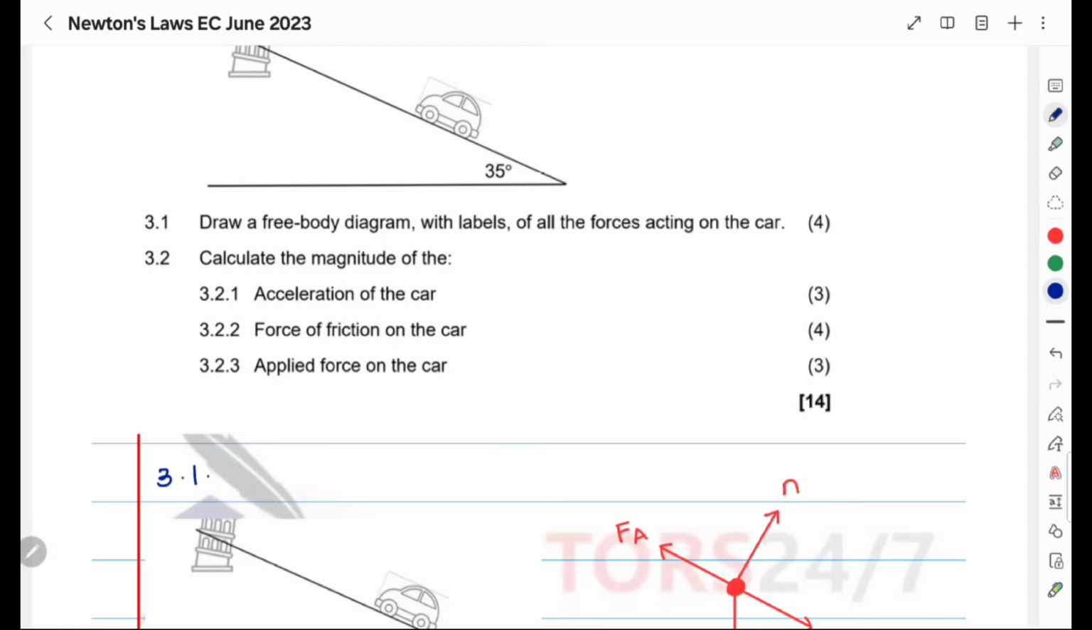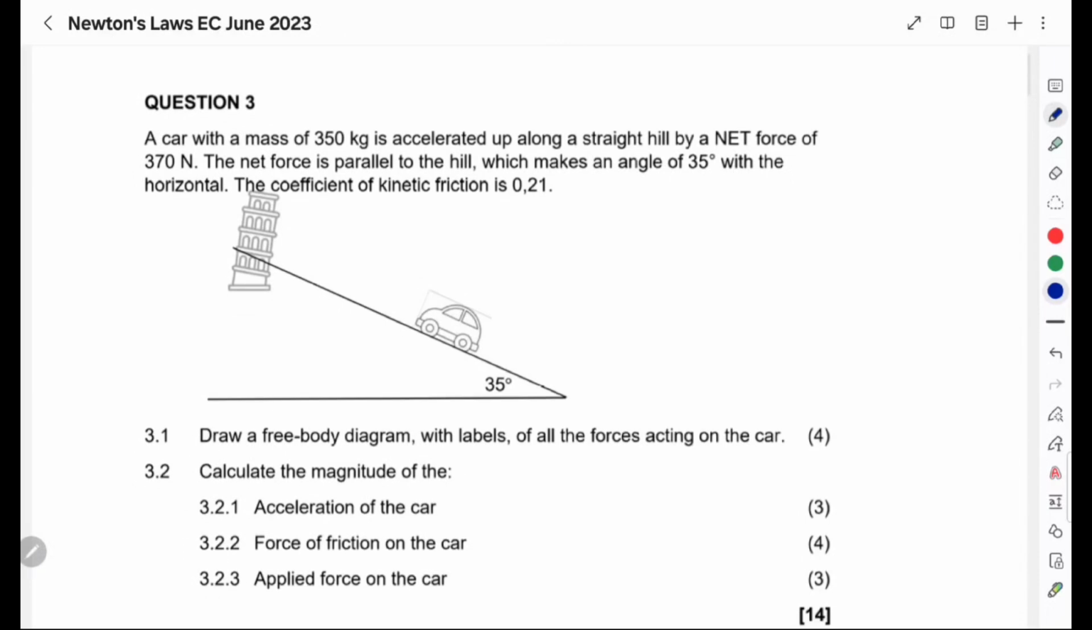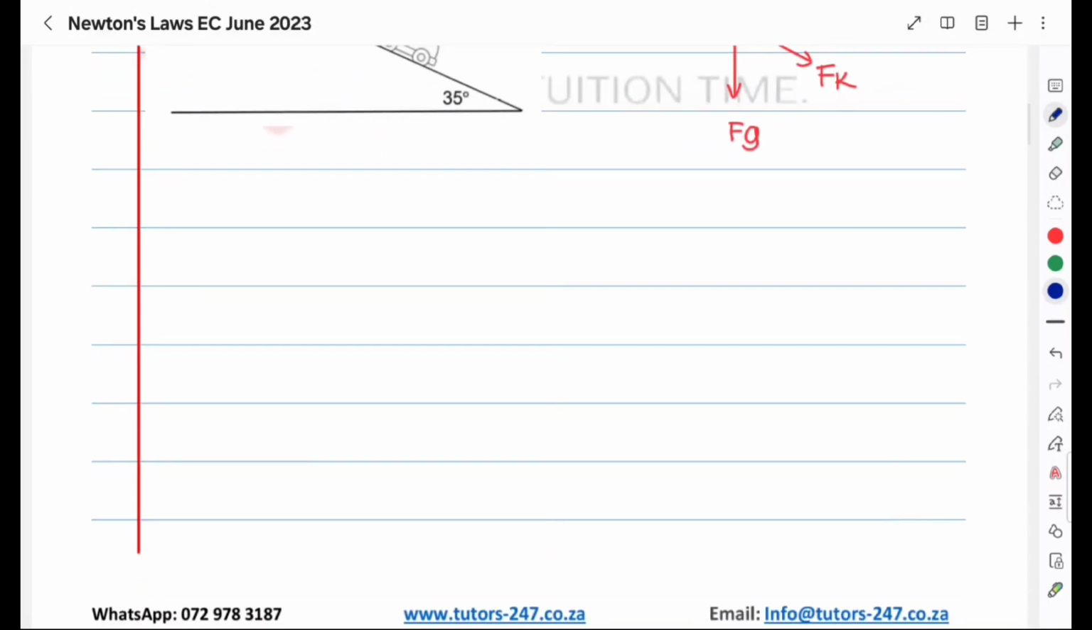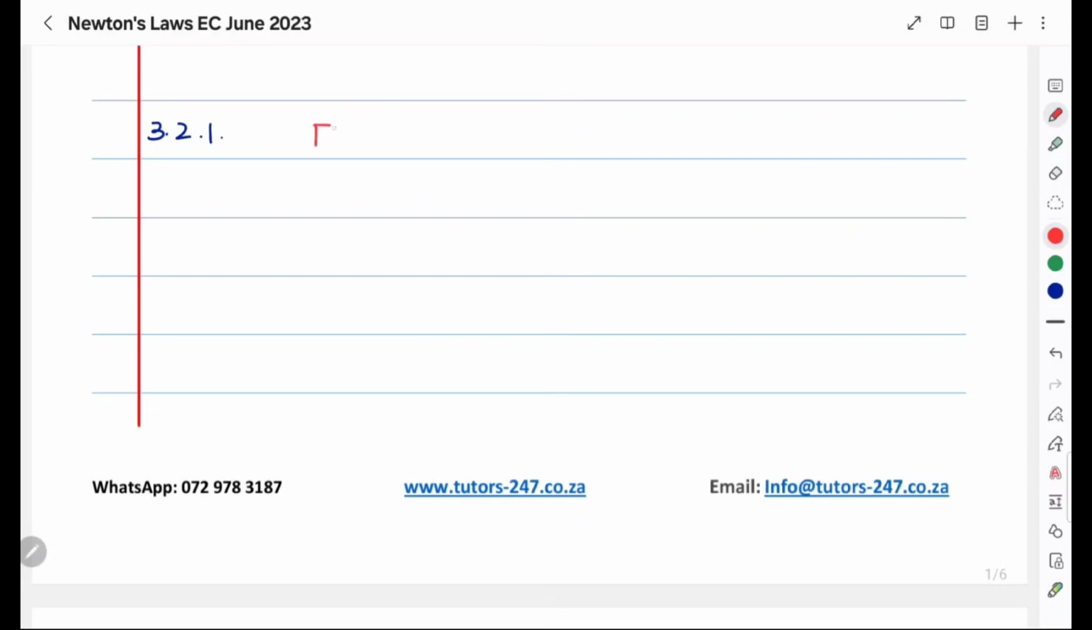So we need to calculate the magnitude of the acceleration of the car. Please keep in mind, we have the net force and we have the mass. So we can use the formula F net equals ma to solve for acceleration. So this is question 3.2.1. So we know that F net was given as 370 newtons. We know the mass was given as 350 kgs.